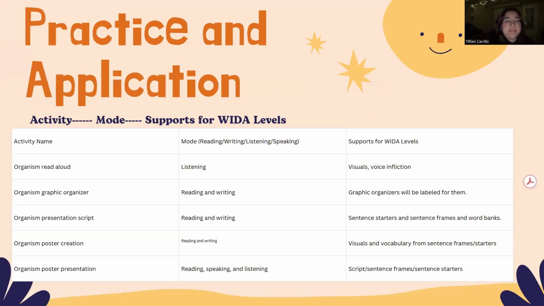And then for our practice and application, we would have different activities. So the first one would be an organism read aloud, which is where the students would just be listening, and this supports reading levels by using visuals as well as voice inflection when doing the read aloud.